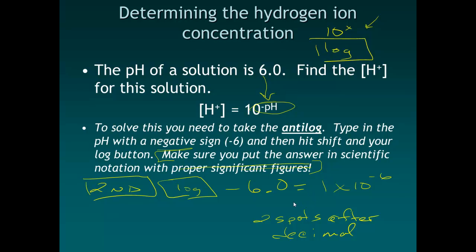Okay, so we would just write our answer as 1.00 times 10 to the negative 6 because I want 2 spots after the decimal, and I need my units, which is molarity. Okay, or you can use moles per liter. So that right there is your answer for that.